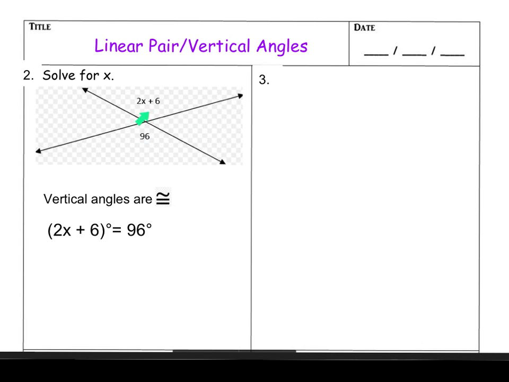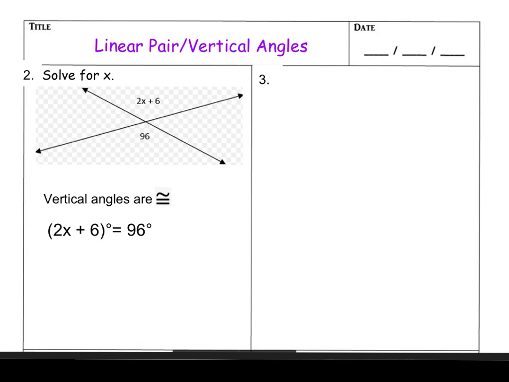So this angle here is represented by the expression 2x plus 6, and this one is 96. In other words, these two angles are congruent. They have the same measure. So if this is 96, this angle is also 96. But here we're being asked to solve for x, so let's go ahead and set up the equation.